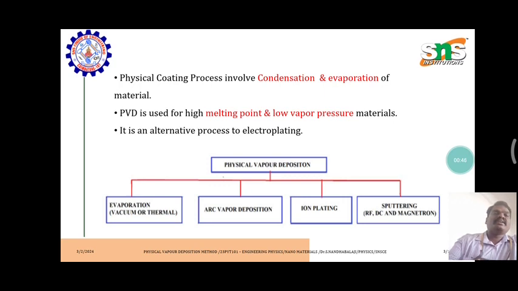The physical coating process involves condensation and evaporation of material. PVD is used for high melting point and low vapor pressure materials. It's an alternative process to electroplating. The alternative sources of physical vapor deposition are evaporation, arc vapor deposition, the ion plating method, and sputtering methods such as RF, DC and magnetron sputtering.